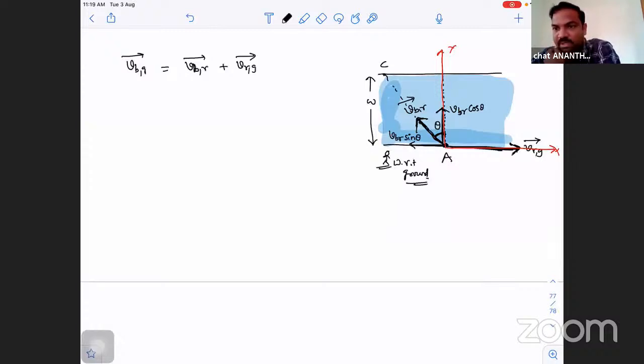Okay. Now, how many velocities are there for the boat? Now, the boat will have how many velocities? VBR and VR. Very good, Saitya. It will be 3 now.